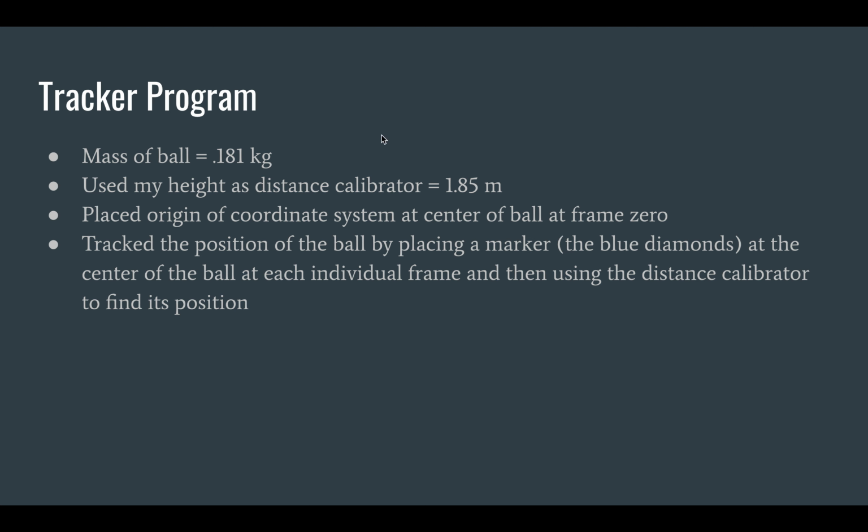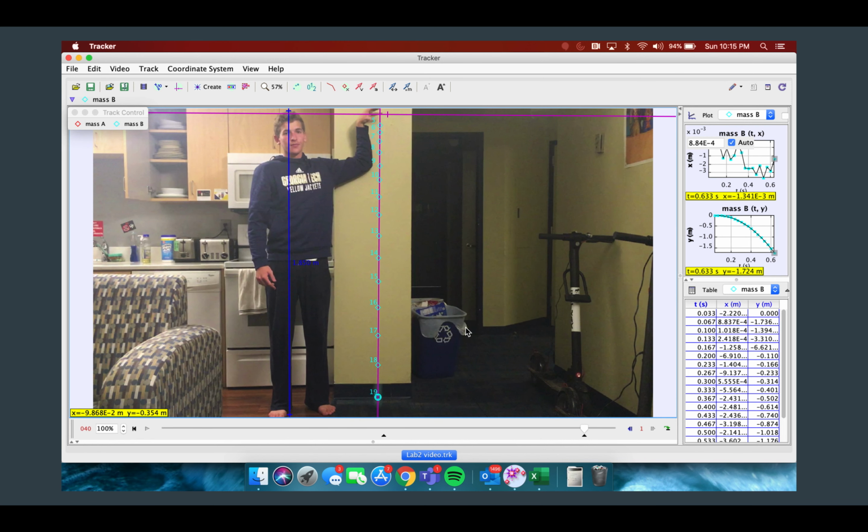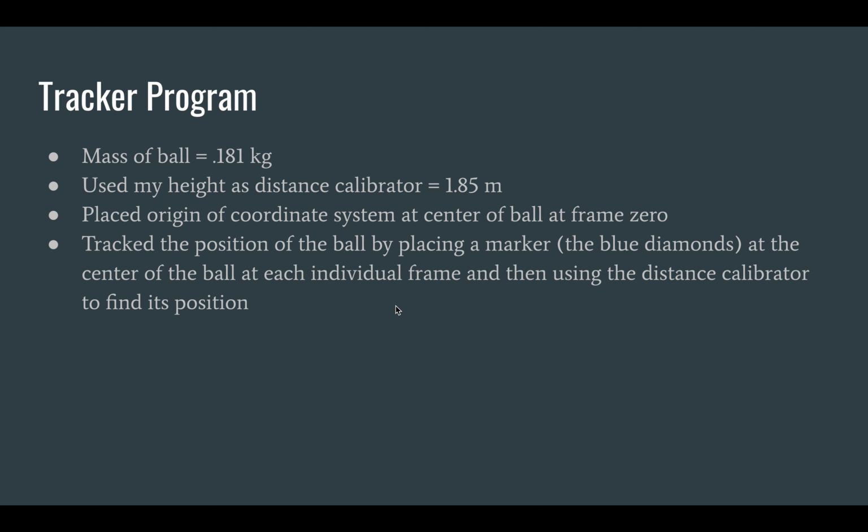In my tracker program, the mass of my ball was 1.81 kilograms. I used my height to accurately measure the distance the ball traveled, which is 1.85 meters. I placed the origin of the coordinate system at the center of the ball at frame 0. I tracked the position of the ball by placing a marker, which are these blue diamonds seen here, at the center of the ball in each individual frame, and then using the distance calibrator to find its position accurately.